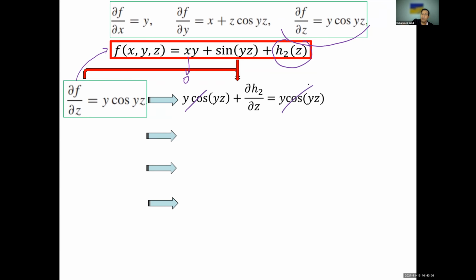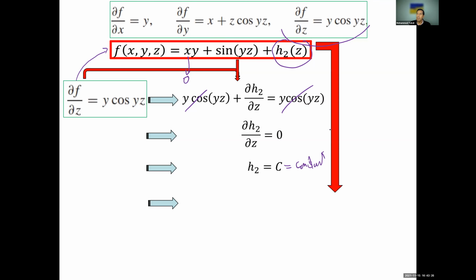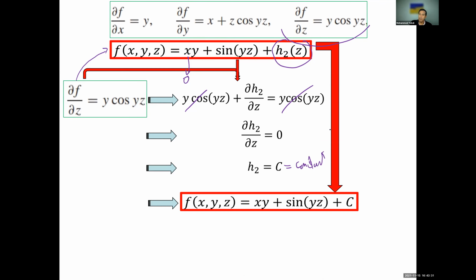These are the same, which means the partial derivative of h2 with respect to z is equal to 0. Therefore, h2 must be a constant. This is the constant c. And we're done. I just need to go back and put that constant c in the formula for f, and done. What's nice about this is it gives us not only one function f, but many, because as long as we change c, we get another one, and it works.